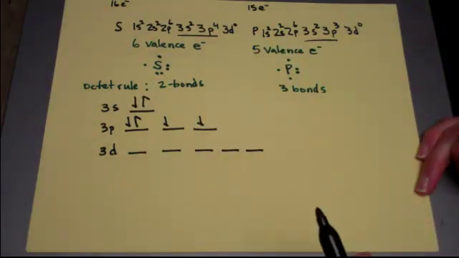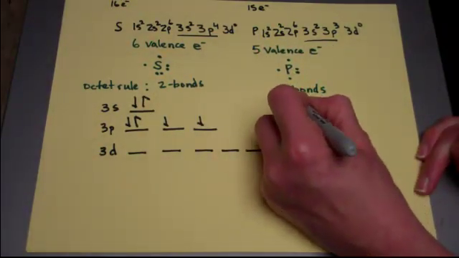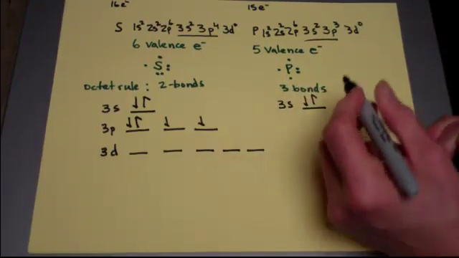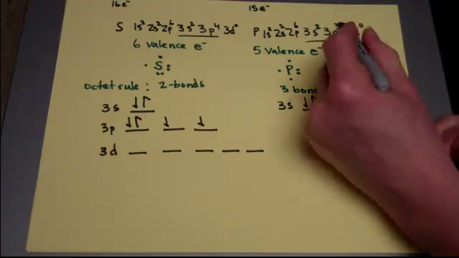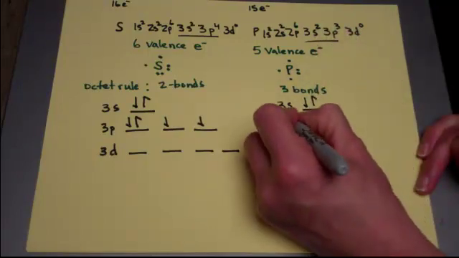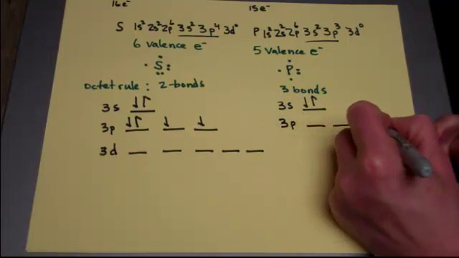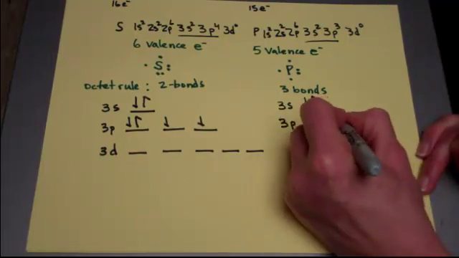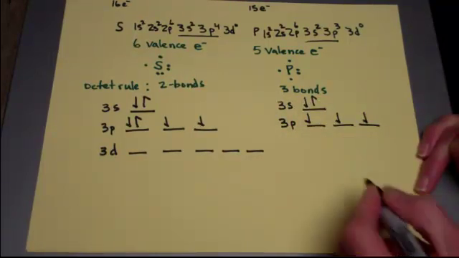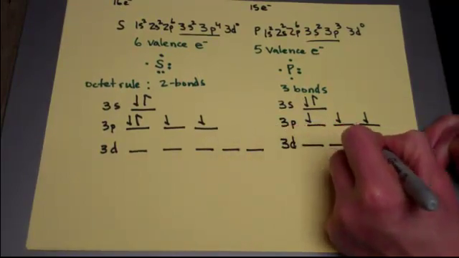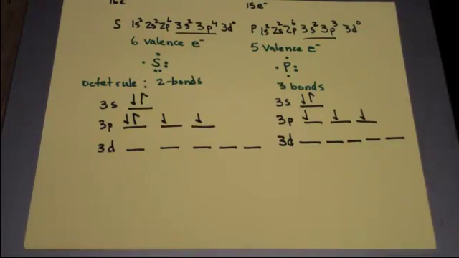For phosphorus, it looks very similar. We've got the 3s electrons, and then there are only 3 electrons in the p orbitals. There are still 3 orbitals, and the electrons each go in separately. Then the d orbitals, again, are going to be sitting empty for phosphorus as well. They're just hanging down there.